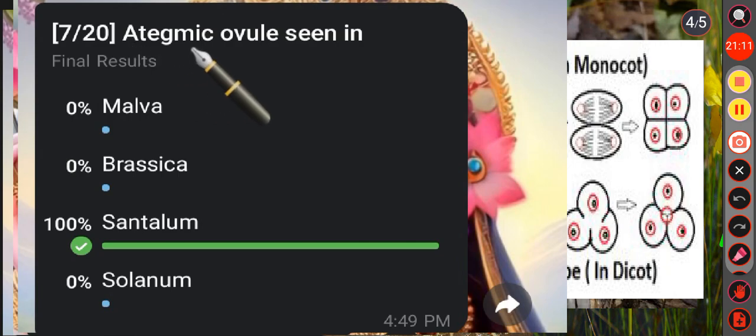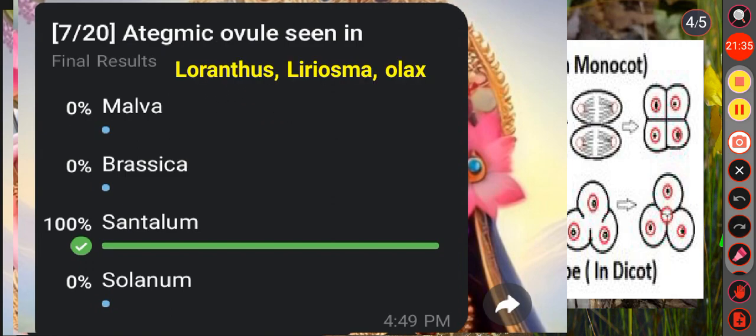Then see the next question. Are ategmic ovule seen in? Option A malva, option B brassica, option C santalum, option D solanum. The correct answer is option C, that is santalum. What is ategmic ovule? Ategmic ovule means there is no integument in ovule, and such ovule without integument is called ategmic ovule. Generally, in some plants like Loranthus, Liriosma and Olax, ategmic ovules are seen. Okay, so here ategmic ovule is seen in santalum.